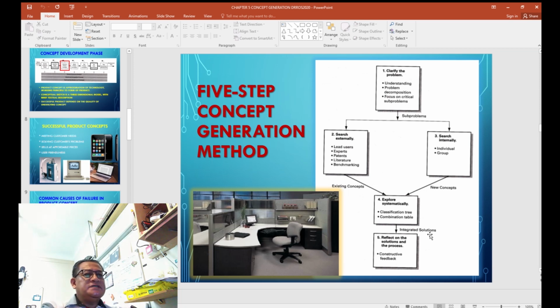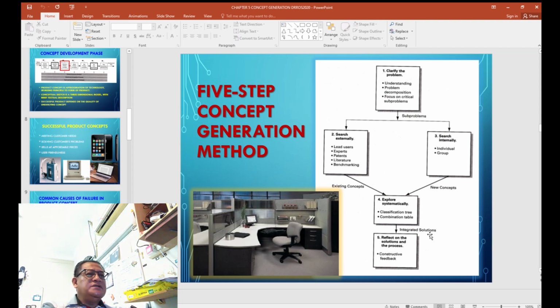interview lead users or major users who are using the product, or you could approach experts in order to get expert advice, or you could search patents in the patent office to find whether a relevant patent is available for you to develop the new product, so it is not necessary that you start from scratch.